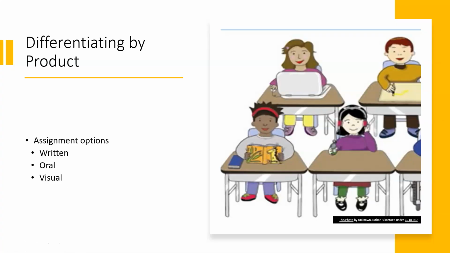Some teachers differentiate by product. They may be assigning a project on something like a history project, and students have a choice whether to submit a written essay or perhaps stand up and give an oral presentation, or maybe create a poster or a video.